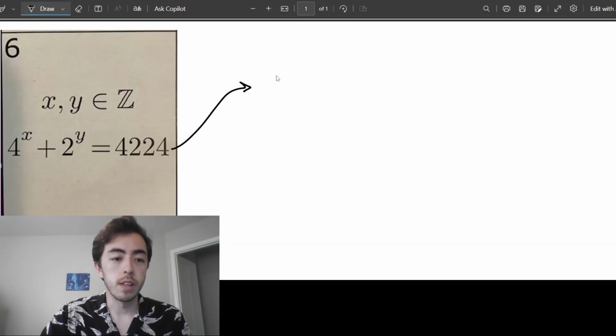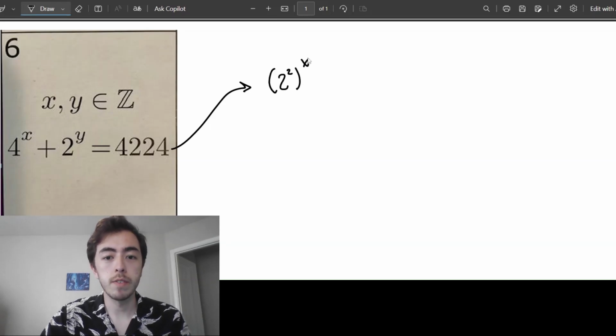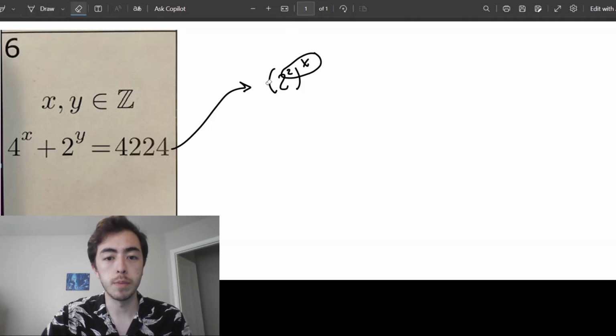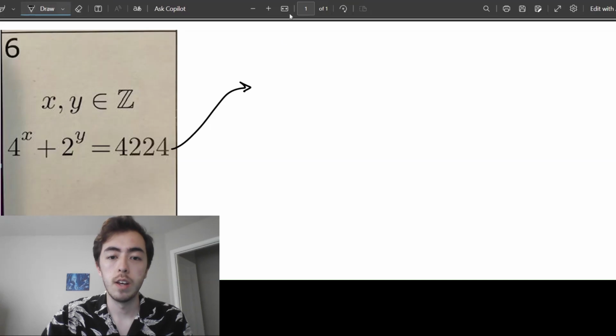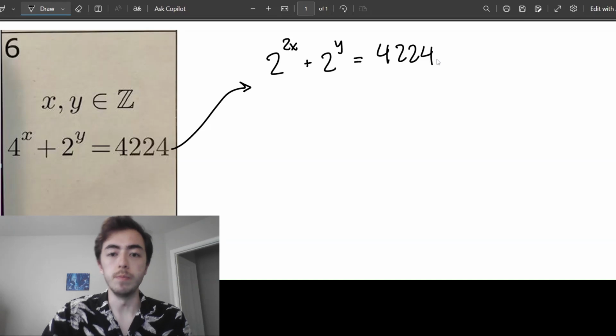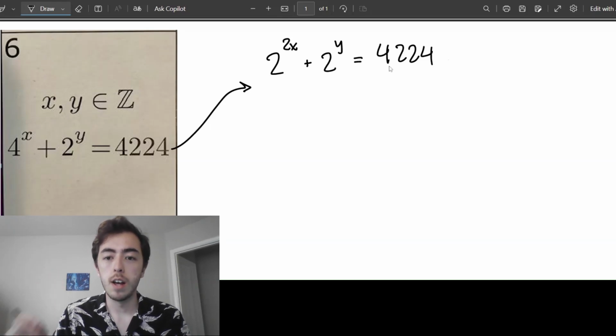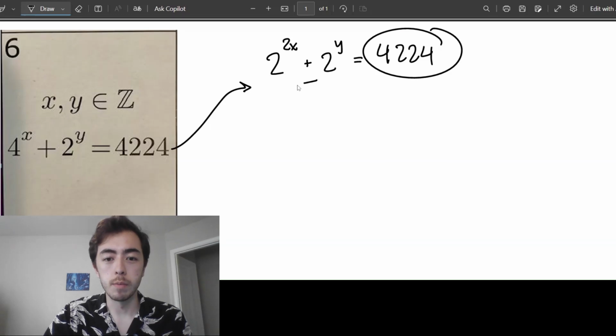So I could rewrite this 4 as 2 squared and then to the power of x. There's an exponent rule here that lets you multiply stacked exponents. So I could call it 2 to the power of 2x plus 2 to the power of y is equal to 4,224. And here I am seeing that basically this number is a sum of 2 powers of 2.